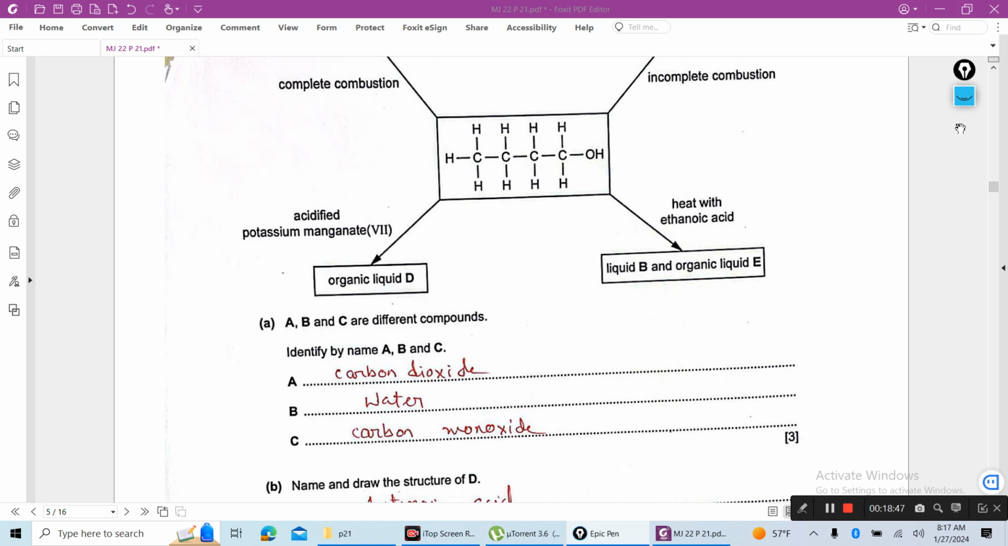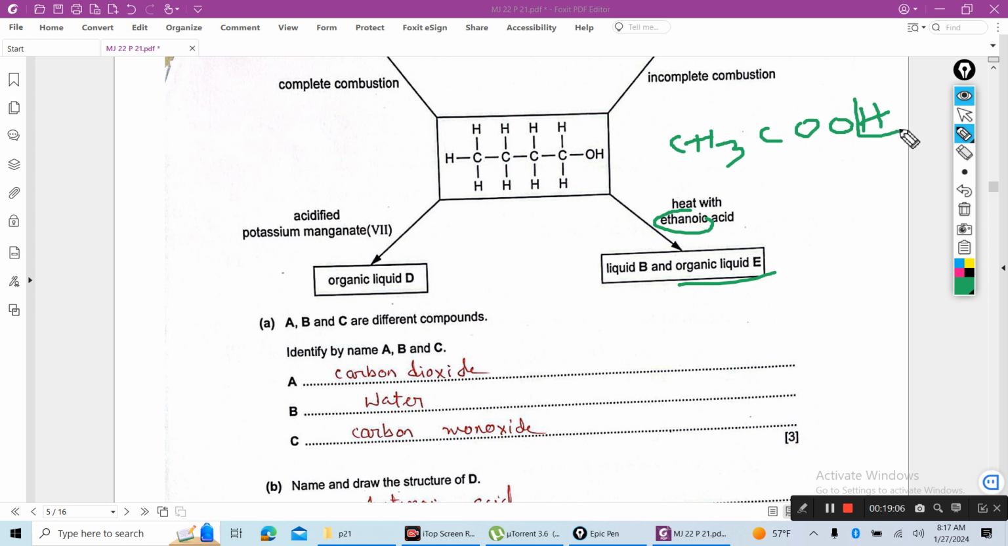You see, the organic liquid ethanoic acid is CH3COOH. It will lose hydrogen, so the acid part will be ethanoate. This will lose hydroxide. The alcohol part is butyl: 1, 2, 3, 4, C4H9 butyl. That's why the name will be butyl ethanoate. Star E.